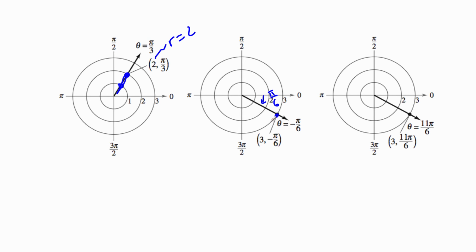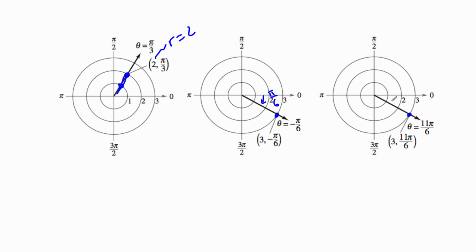Now, this is kind of interesting. Well, let me do this one first. Suppose I want (3, 11 pi over 6). Well, I'm going to come over 11 pi over 6, which is all the way this way, and you'll see that this is the same angle as negative pi over 6. And then I'm going to come out 1, 2, 3 units. So you see, these aren't unique. I could have a negative angle, and that gives me the same point as a positive angle.